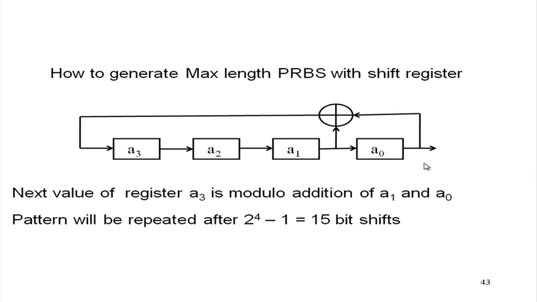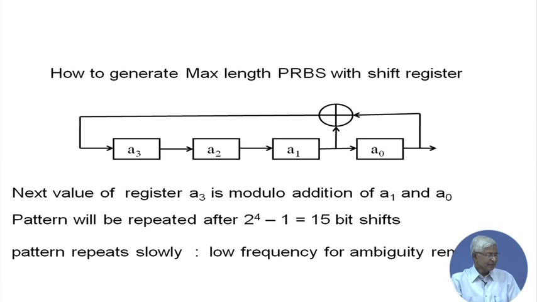It can be seen that the pattern which comes out repeats after 15 bits, that is 2 to the power 4 minus 1. Since a 4 bit shift register is used, that is the maximum length of pattern which is generated, and within the pattern there is the autocorrelation property, that the bits are random. This can be used.